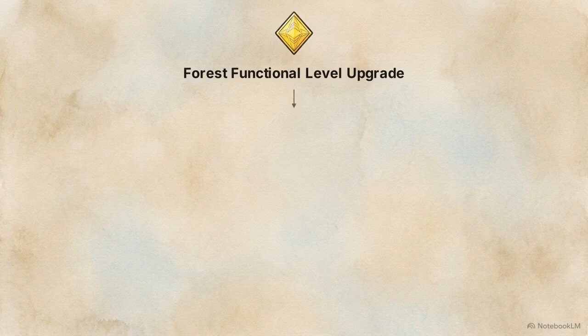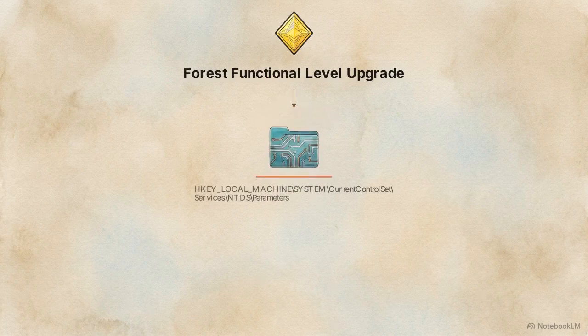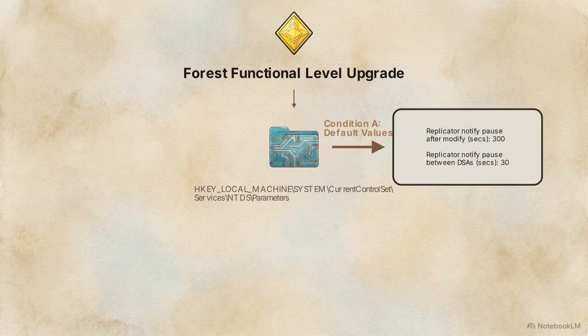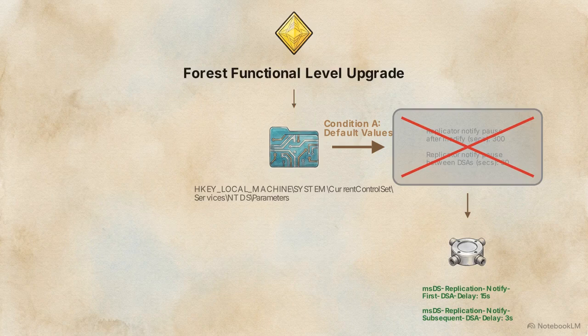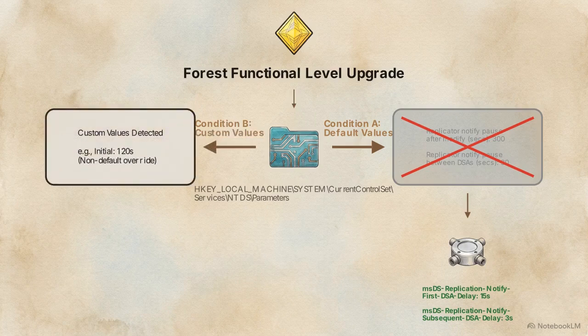First, the system scans the local NTDS parameters registry hive on each domain controller. Condition A occurs if the system detects the exact legacy default values of 300 seconds for the initial delay and 30 seconds for the subsequent delay. If those defaults are found, the system executes an automated optimization action. It actively removes these default registry entries from the local machine. With the keys deleted, the system falls back to the newly created cross-reference attributes, enforcing the modern 15-second and 3-second defaults. Condition B occurs if the system detects non-default values in the registry.